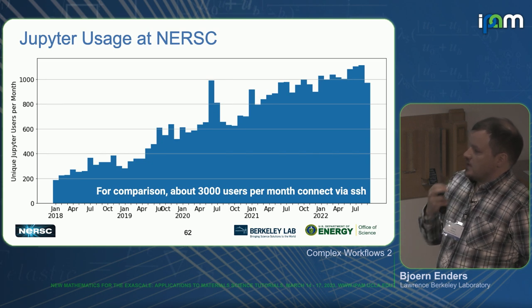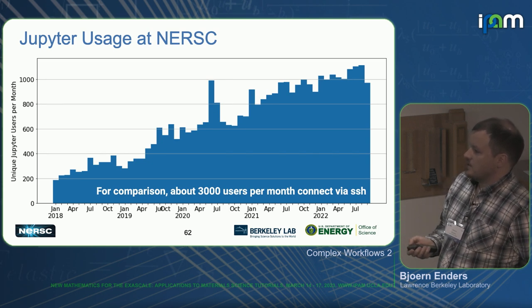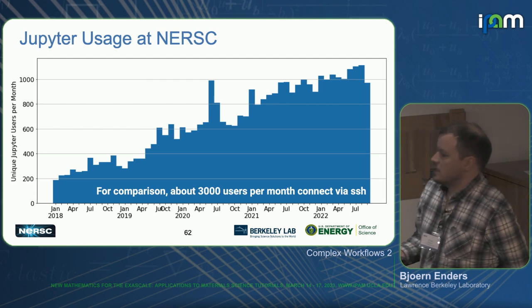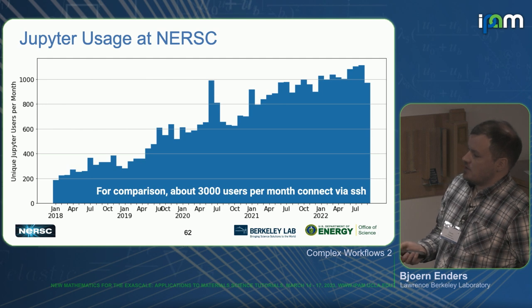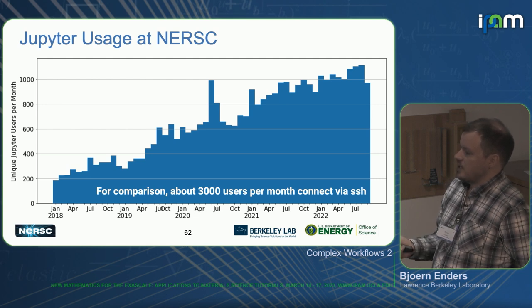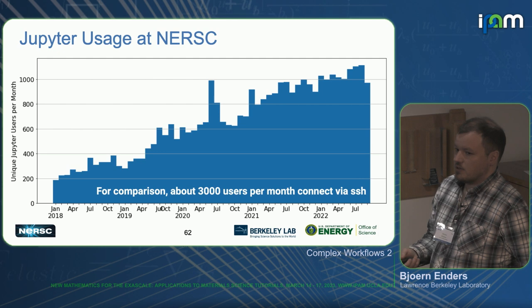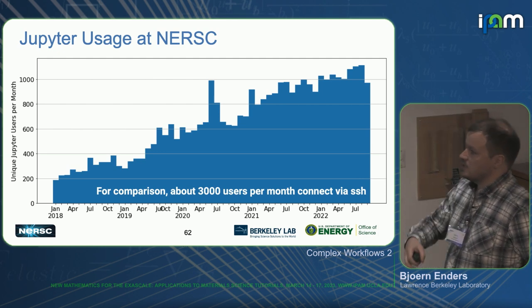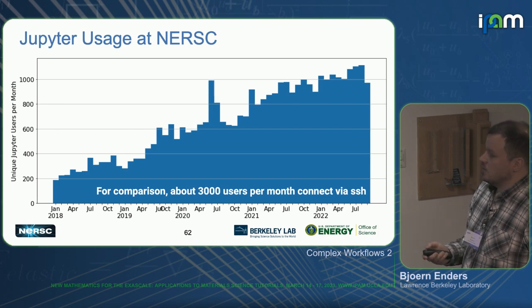And the Jupyter usage has really gone up in the past years. Here that is up to 1,000 users, and you compare that with about 3,000 users per month that connect via SSH. So it's a quarter or one third compared to the SSH users. It really picked up use over the last years.